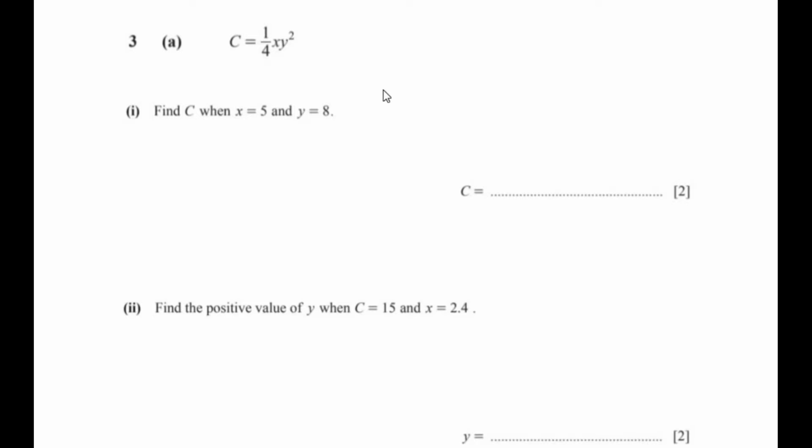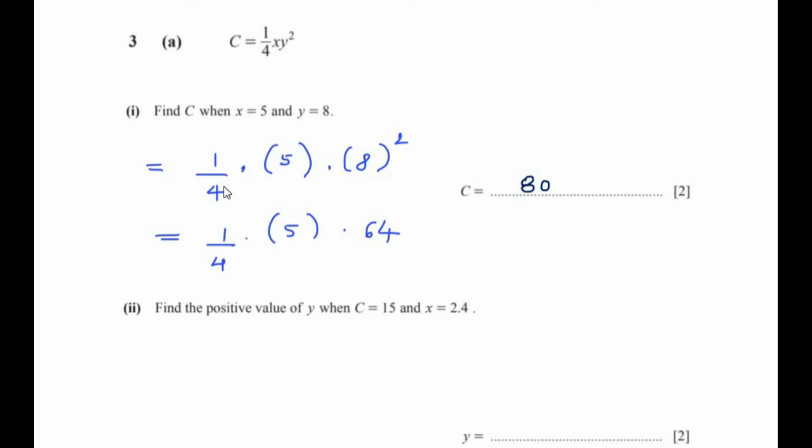The third question is from Algebra. C is equal to 1 over 4 times x times y square. Find C when x equal to 5 and y equal to 8. So here we need to just plug in the values of x and y in this given equation. So we get 1 over 4 times, in the place of x we have written 5 and in place of y we have written 8. So 8 square. So it becomes 1 over 4 times 5 times 8 square is 64, and simplifying this we get the value of C as 80.